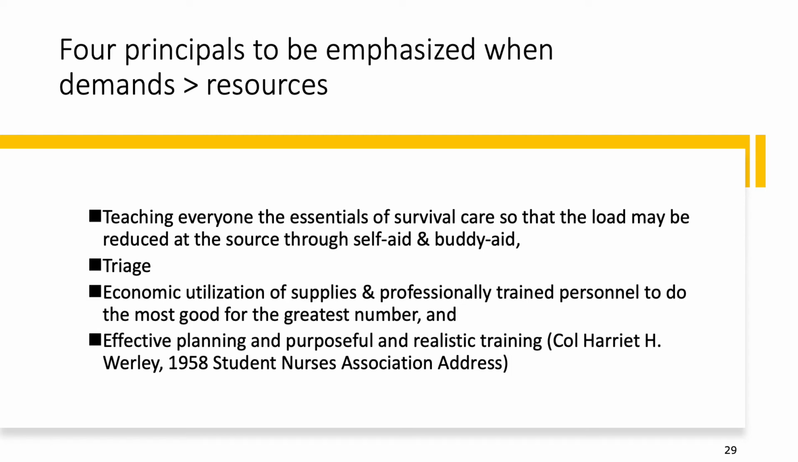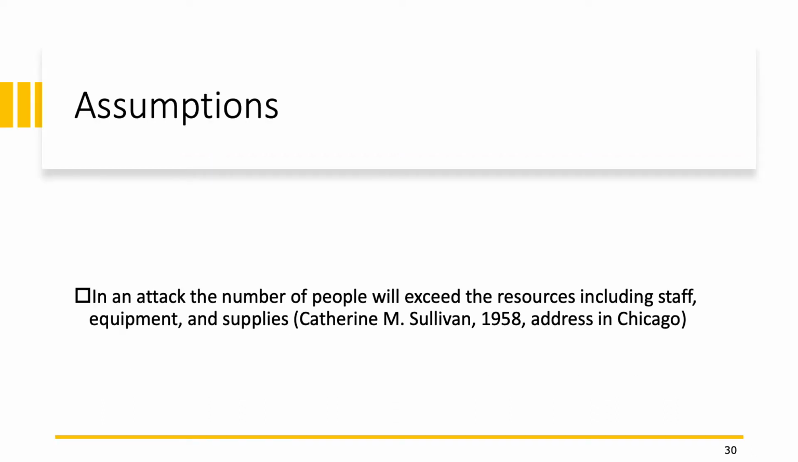And I think that there are some states right now that are having to consider what you do when there are not enough people and supplies. And then you want effective planning and purposeful and realistic training. It sounds familiar to today, but this was from 1958. There are some assumptions that in an attack, the number of people will exceed the resources, including staff, equipment, and supplies. Of course, at that time in 1958, they were really concerned about nuclear war.